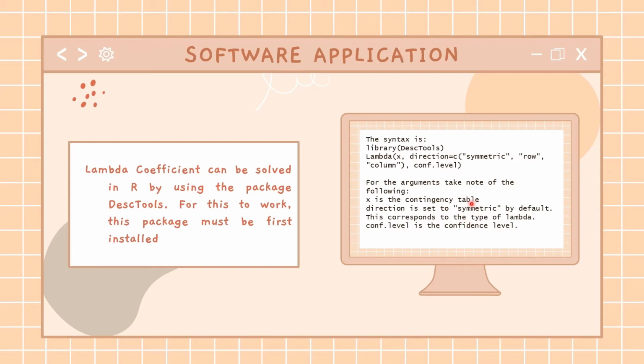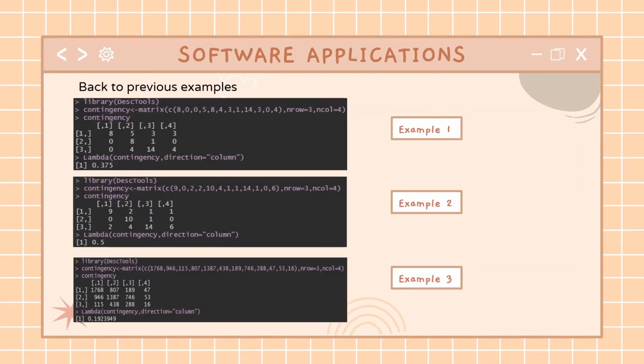Pero since asymmetric ang lambda coefficient, i-define natin kung saan tayo titingin sa kanya, kung row or column. Then, confidence level naman yung sineset natin sa alpha. For the different examples, meron tayo dito. Ito yung contingency table natin. Tapos, since ang direction natin ay tinitignan natin yung B natin, which is nasa taas dito, so, direction natin is column.